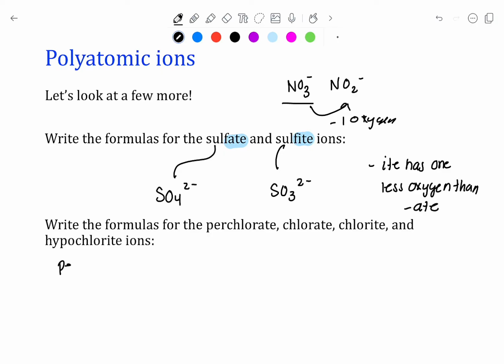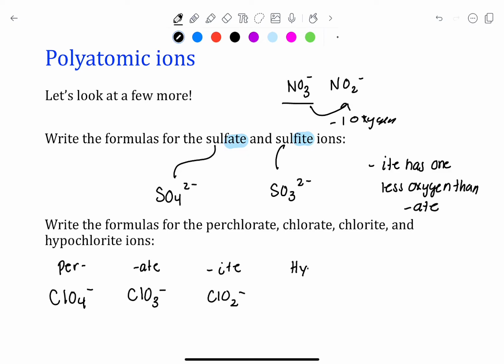So perchlorate is ClO4-. Just chlorate is ClO3-. Chlorite is going to have one less oxygen than that, so ClO2-. And hypochlorite is going to be ClO-.